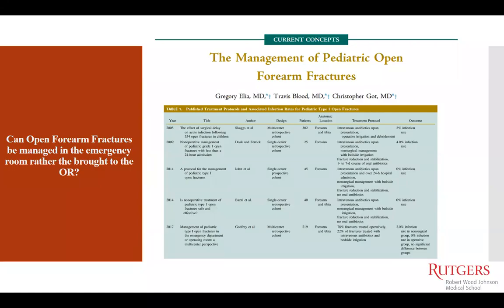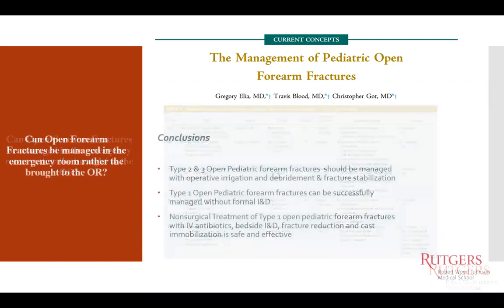The other studies here are also strong representatives of what I'm basically getting at, which is that a type 1 open pediatric forearm fracture can successfully be managed without a formal operative I&D. Type 2 and 3 open pediatric forearm fractures should be managed with operative debridement and fracture stabilization. But I think you should question whether you could manage type 1s non-operatively and move them to see how that might work for your own institution.